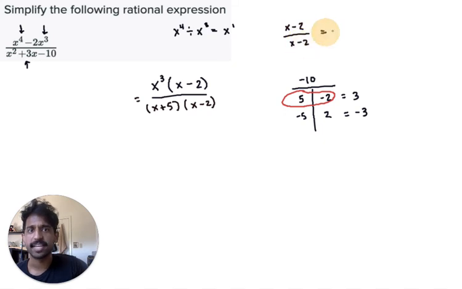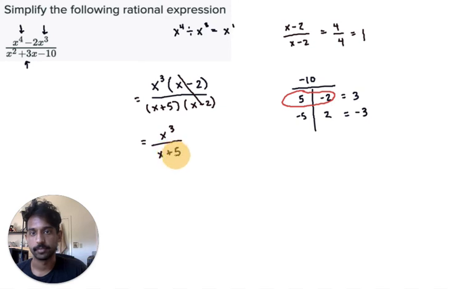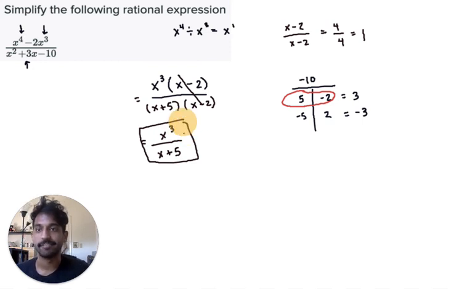Well, that's pretty much the same thing as saying 4 divided by 4. Something divided by itself will always give us 1. Because this will just give us 1 and we're multiplying, we can get rid of it. And so we're left with our final answer of x cubed over x plus 5. And this is your simplified expression. Remember, to simplify, we had to factor, we had to take things out as much as we could, and then we canceled things until we could not cancel anymore.